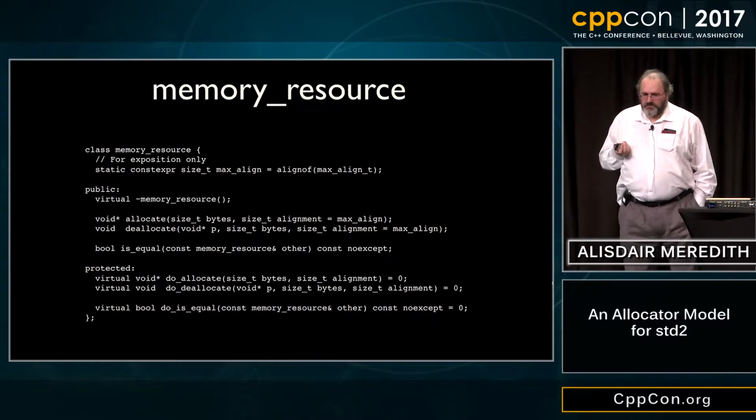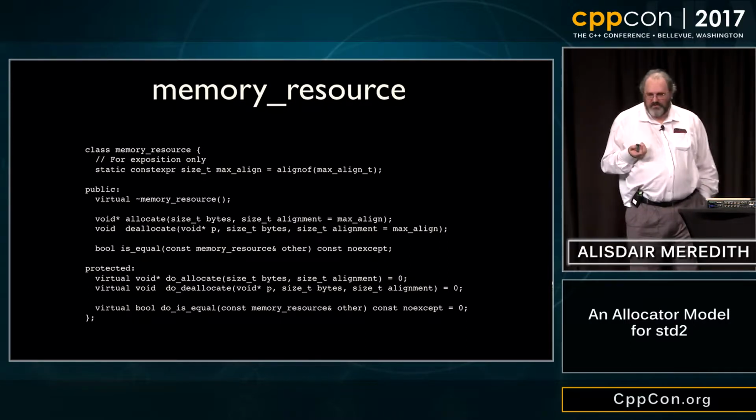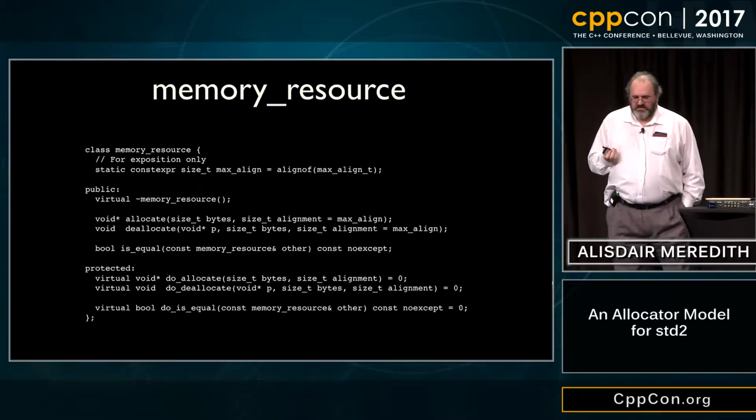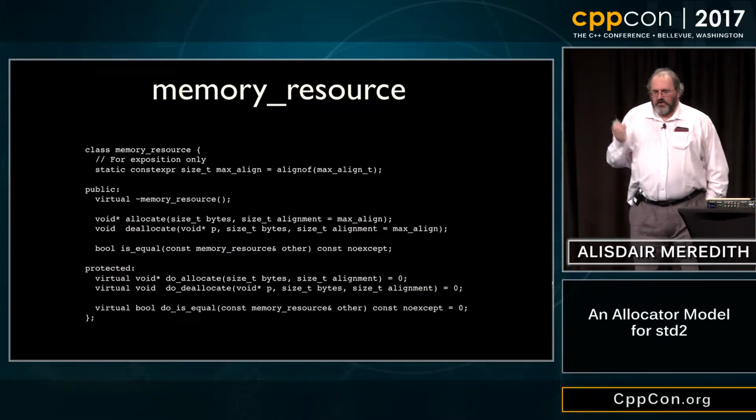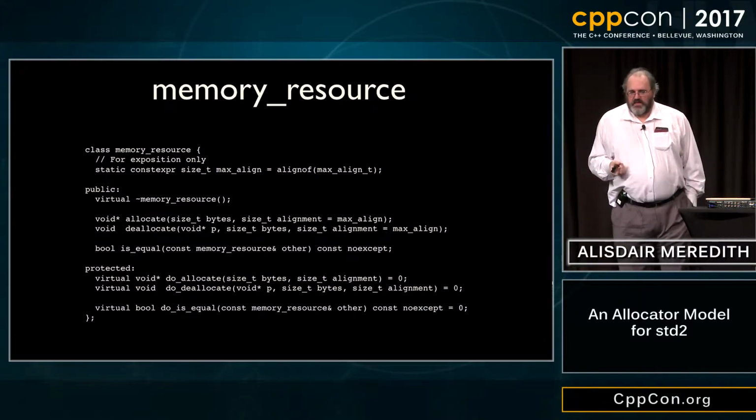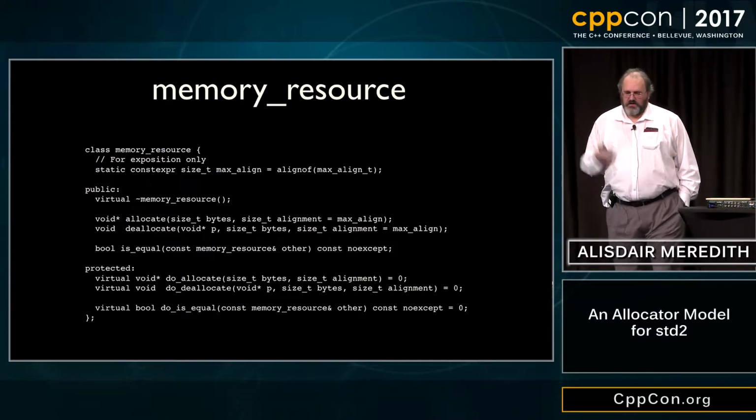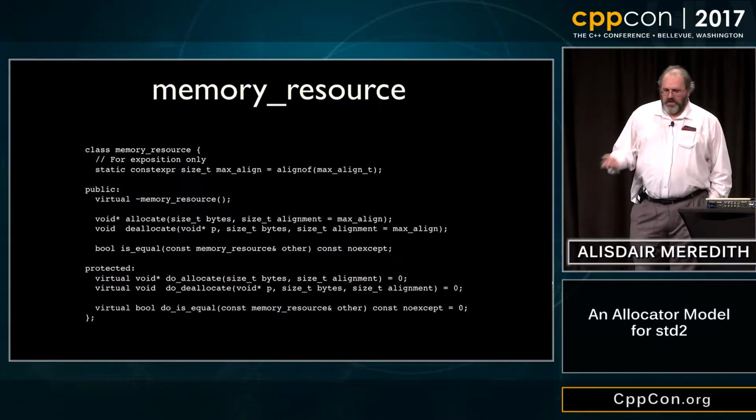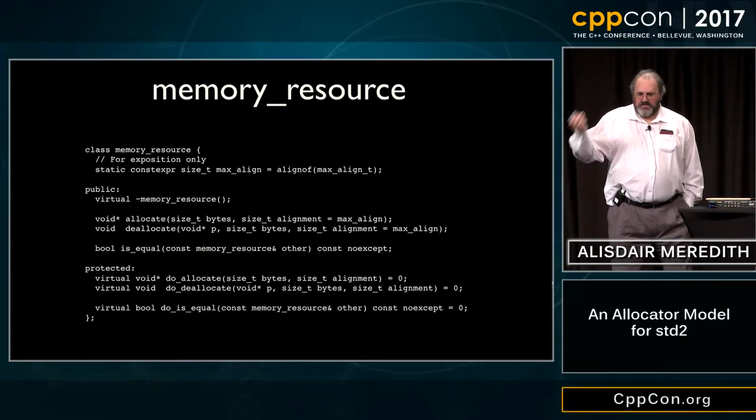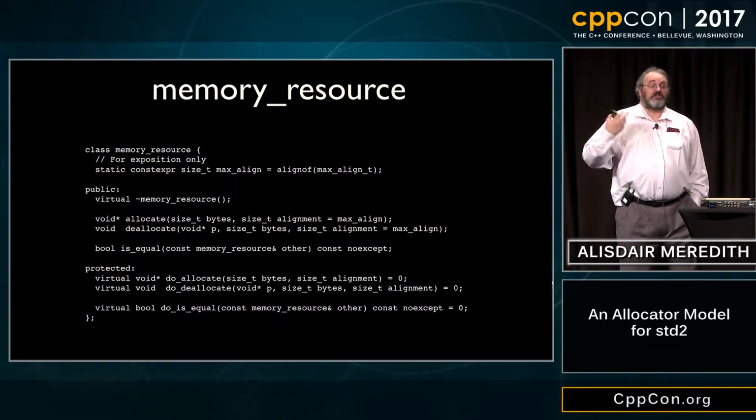So this is the basic memory resource interface, which looks a little small on this slide, I'm afraid. Basically, you see it's got a virtual destructor. It's got public member functions that are not virtual, allocate and deallocate. And they take a number of bytes that you want to allocate and an alignment. And the alignment will default to max_align if you don't supply it. And then we have protected pure virtual functions, do_allocate and do_deallocate, that the memory resource is going to implement.